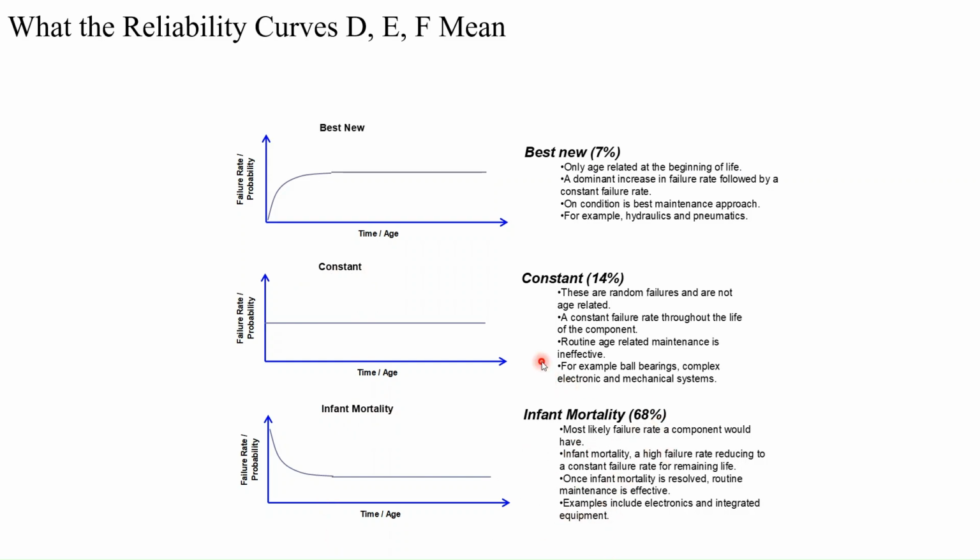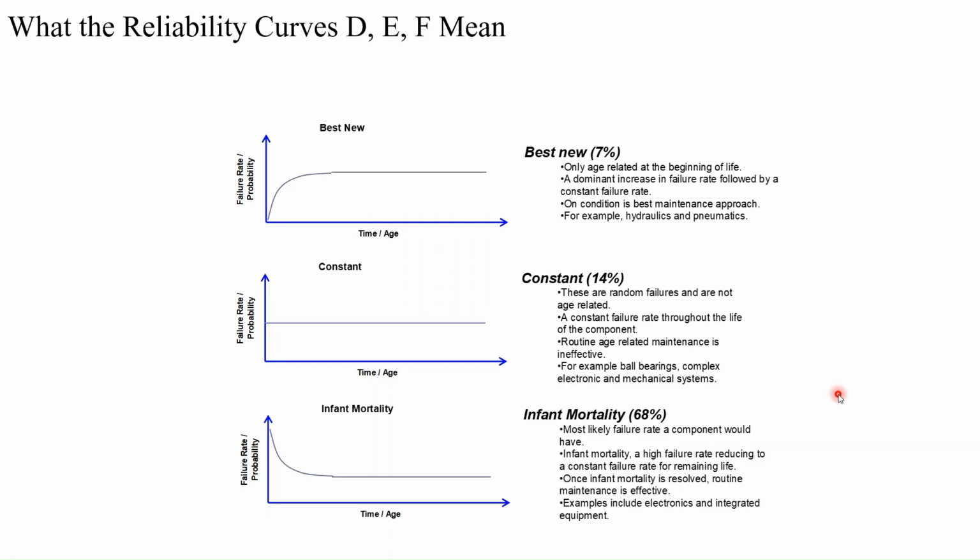These are truly random failures and are not age-related. A constant failure rate throughout the life cycle of the component; routine age-related maintenance is ineffective. Examples: ball bearings, complex electronics, and mechanical systems. Curve F, infant mortality.